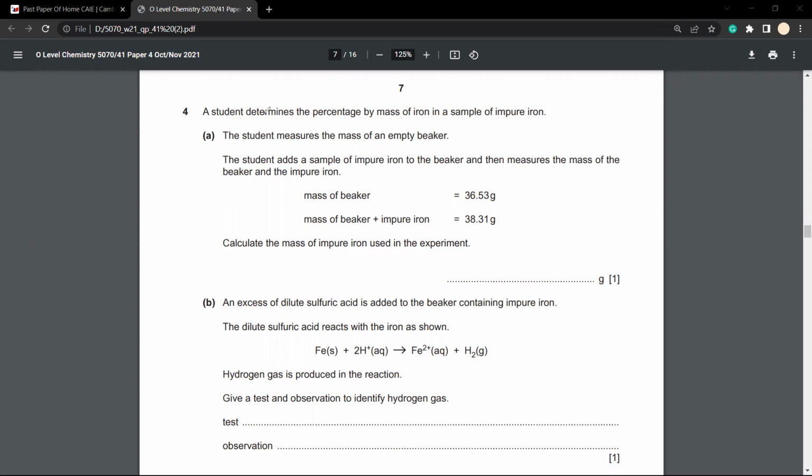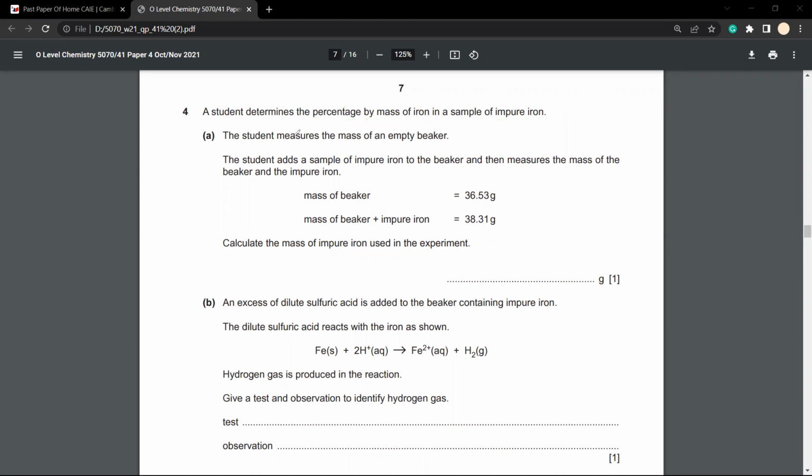So let's start. A student determines the percentage by mass of iron in a sample of impure iron. What the examiner intends us to do is that he has given us impure iron and we need to calculate the percentage by mass of iron in this impure sample of iron. This problem is guided step by step, and eventually we will be able to find out the percentage by mass of iron in the impure iron. So let's do it step by step and we'll get to the solution.